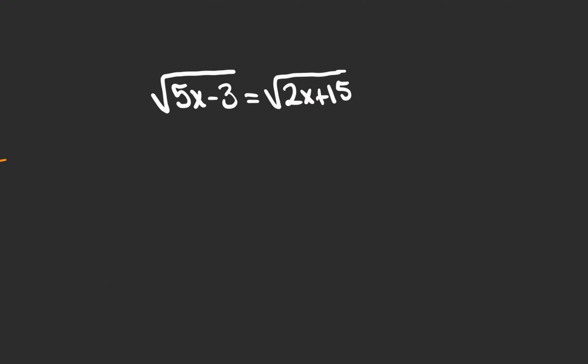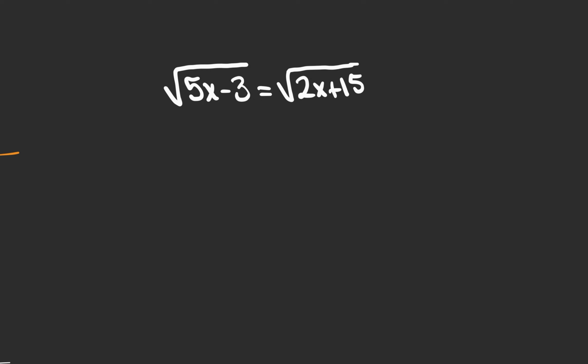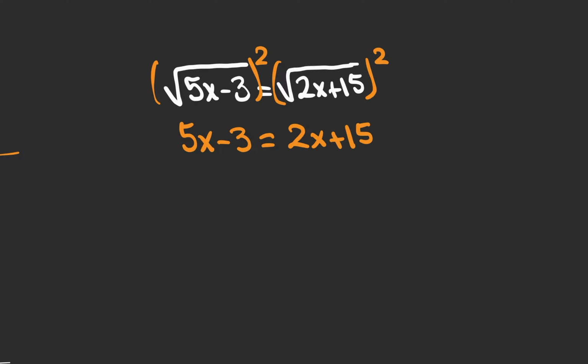For the next question, we have the square root of 5x minus 3 equals the square root of 2x plus 15. My first step is to square both sides. This will leave me with 5x minus 3 is equal to 2x plus 15. I will then subtract 2x on both sides. This will leave me with 3x minus 3 is equal to 15. I will then add 3 to both sides.